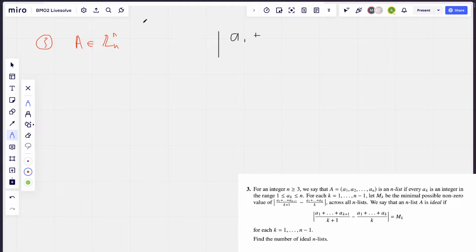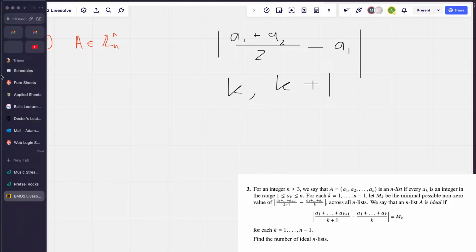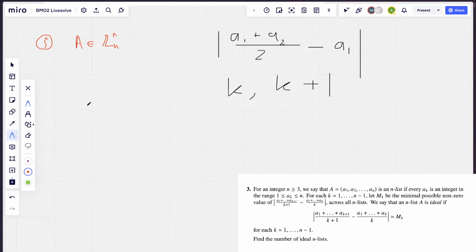A1 plus A2 divided by 2 minus A1. Okay, so the smallest you can get that is when the difference is 1, right? So say that K and K plus 1. Okay, and that's got to be the minimum. But surely then, the minimum in all cases is it not just going to be its non-zero value?